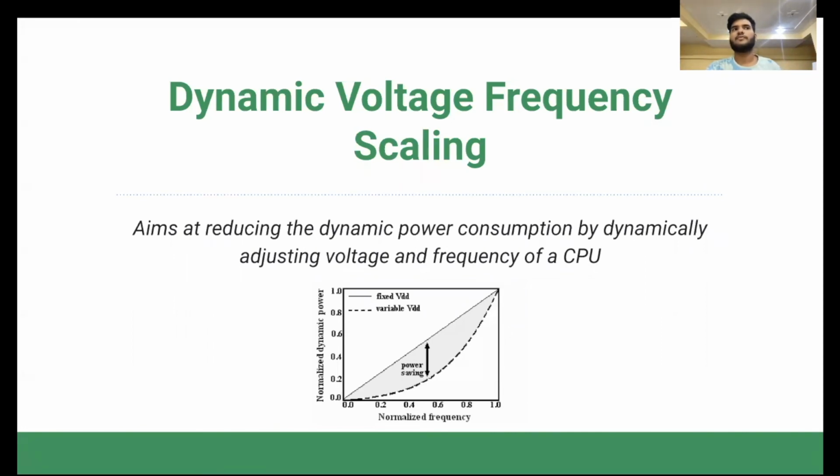So let's say if you have a lower demand, you reduce voltage, and if you have a higher demand, you increase voltage. The difference is very visible in the graph you can see below. If you had a fixed voltage, consumption would increase exponentially. But if you had a variable VDD, or variable voltage, you'd have higher power savings, as the difference is visible in the two graphs.